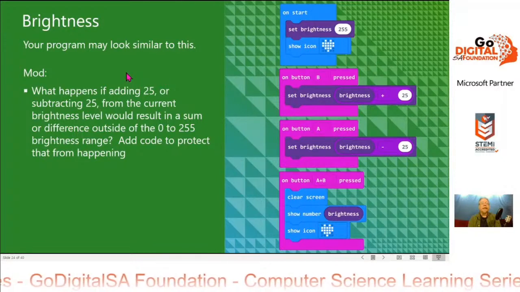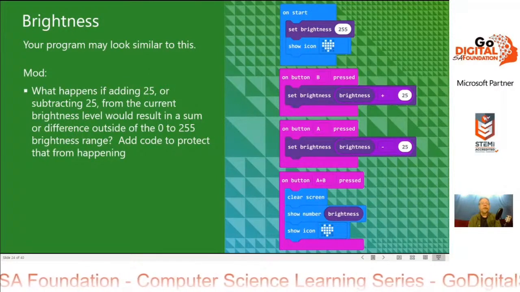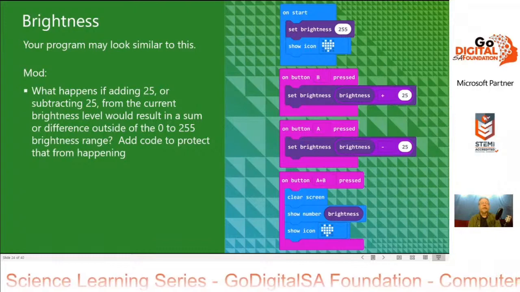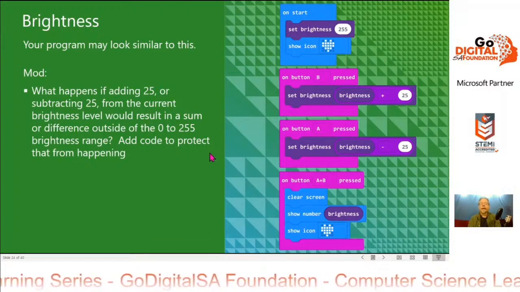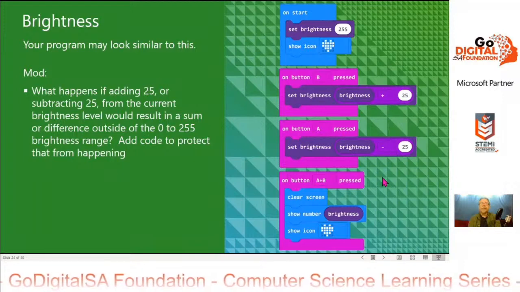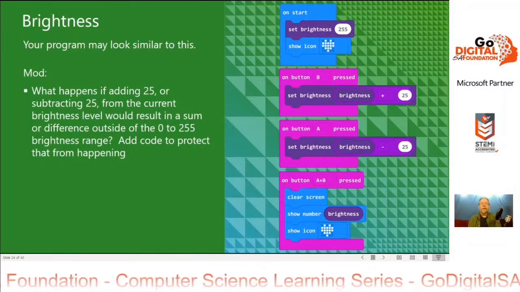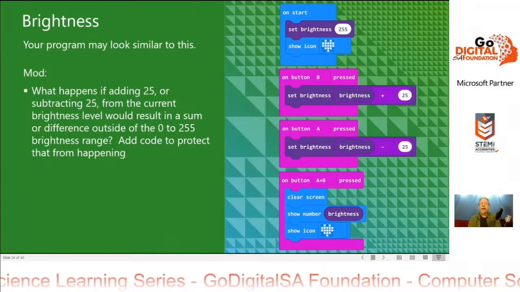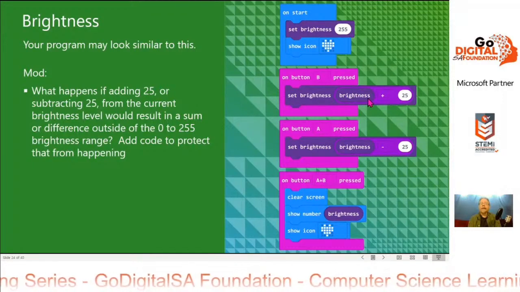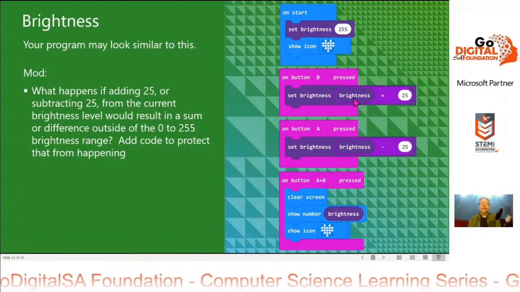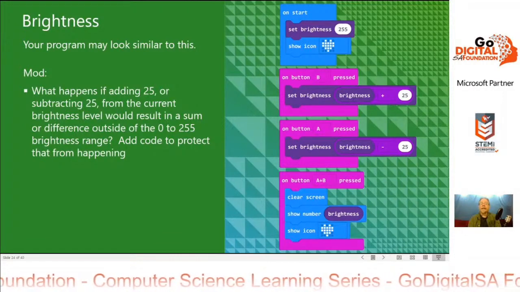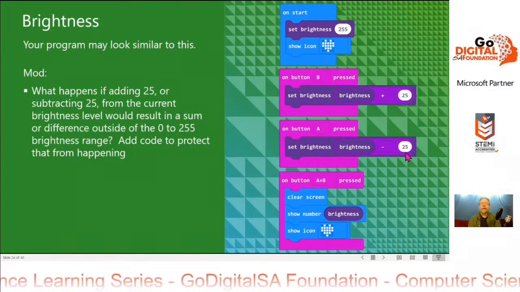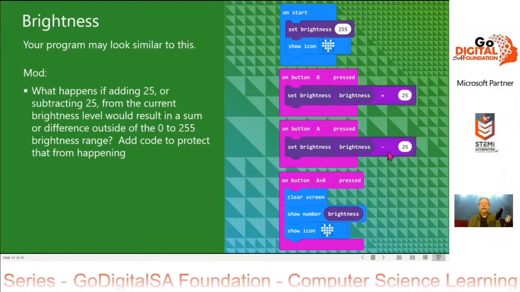Okay, we can modify this. What happens if adding 25 or subtracting 25 from the current brightness level would result in a sum or difference outside of the 0 to 255 brightness range? Add code to protect that from happening. Okay, brightness can be anything from 0 to 255. If it's below 0, we might have a problem, and if it's above 255, we might have a problem. So when we add 25 to the brightness, we need to first check to see if it's already over 255. If it is, then we can't increase it anymore. We leave it at 255. And likewise, before we subtract 25, we have to see if it's 0. If it is, we leave it at 0.